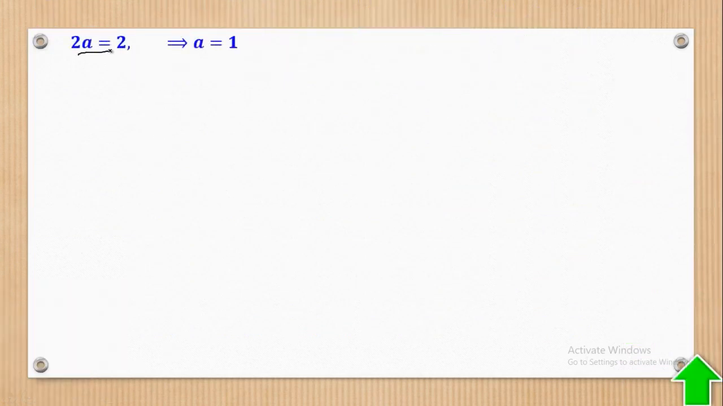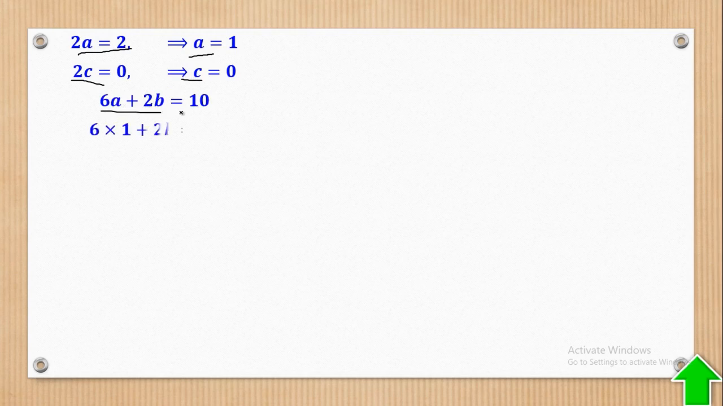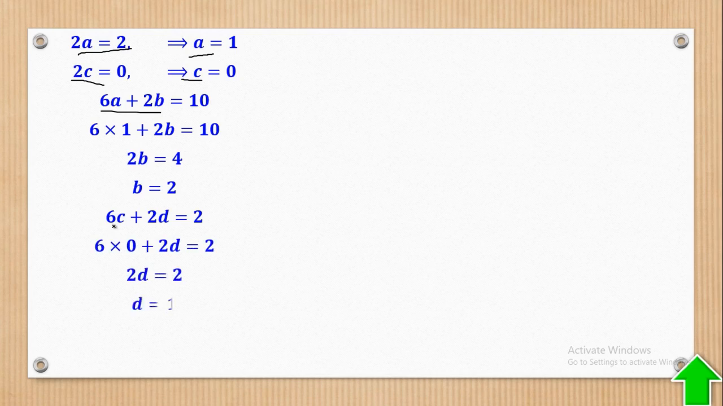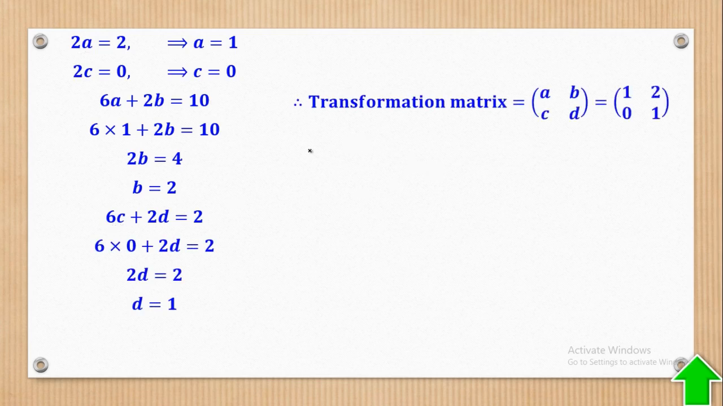So when I compare, 2A will be equal to 2, therefore A is 1. And 2C is equal to 0, implying C is 0. Then 6A plus 2B is equal to 10, therefore substitute for A and be able to get the value of B as 2. Then do the same for D, so substitute for C to be able to get the value of D as 1. So now that I've got A, B, C, and D, I can get the transformation matrix, which will be that. Now I shall go to part C.